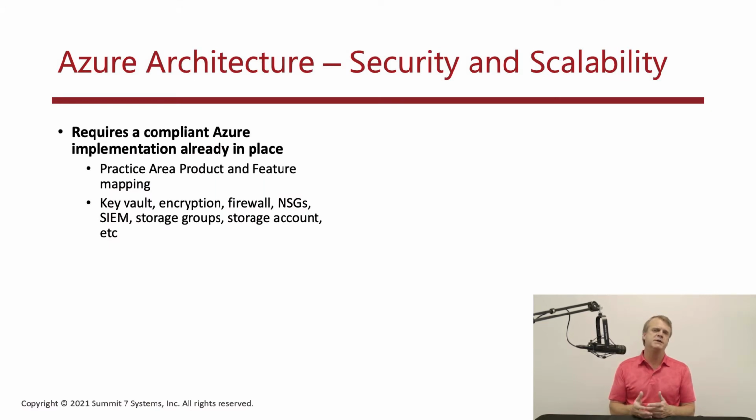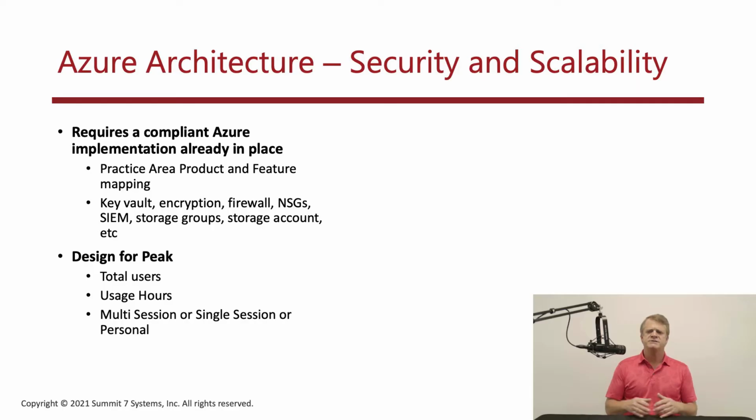Well, first of all, you've got to have a fully compliant Azure in place, right? So you can't just go in and drop in Virtual Desktop and make it secure. You need that foundation secure, right? So things like key vault and encryption, firewall, your NSG, your SIEM connections, your storage accounts, your storage groups, all of that's got to be in place, be secured, your subscription secured, your firewalls in place. So all of that needs to be in place and get ready for something like a virtual desktop. So I'm going to assume all that's done as we move through this architecture, right?